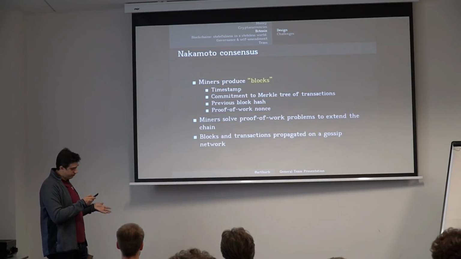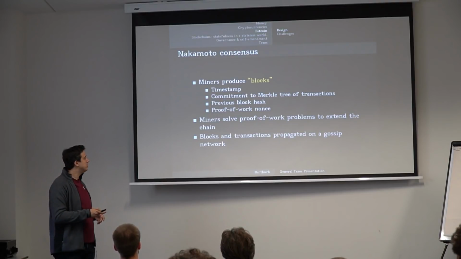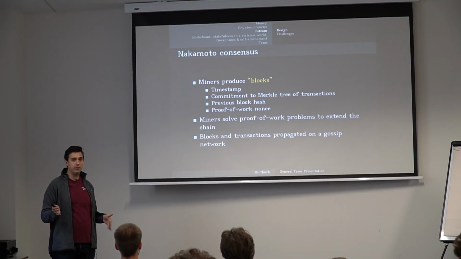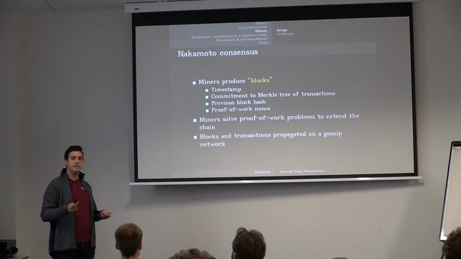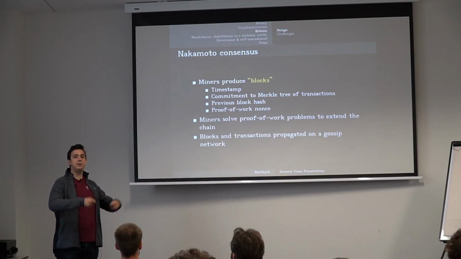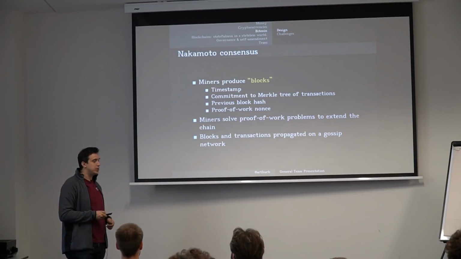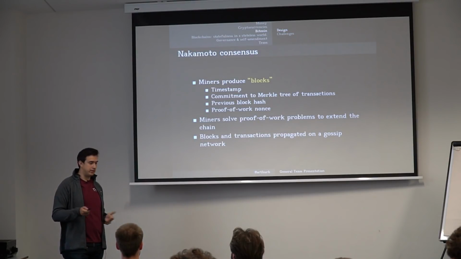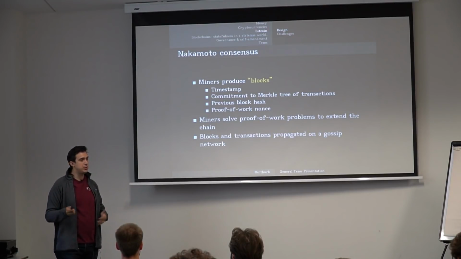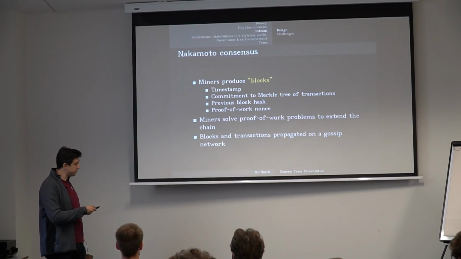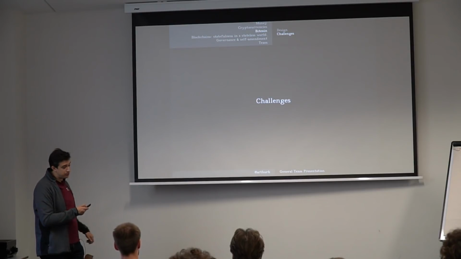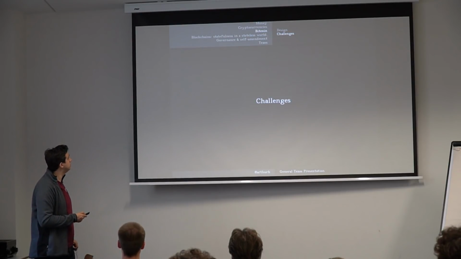The other idea of Bitcoin is that all these blocks and transactions are propagated on a gossip network. The idea is that you propagate your messages to peers and your peers propagate them to other peers. It was based on the idea of using peer-to-peer networks like Gnutella, for example, that were used for file sharing, but trying to have a peer-to-peer network for maintaining a ledger. So that was a breakthrough, and there are a few challenges with it.